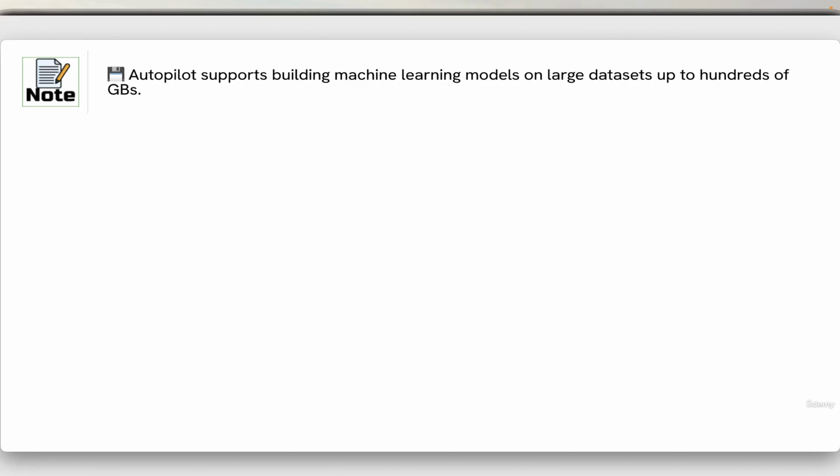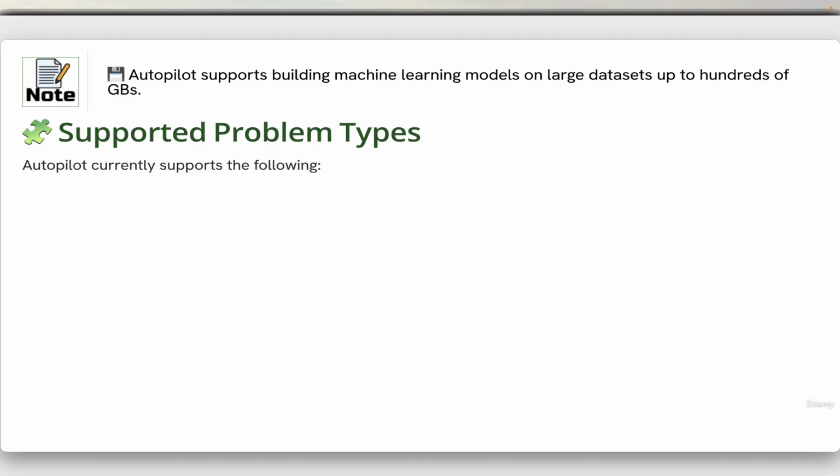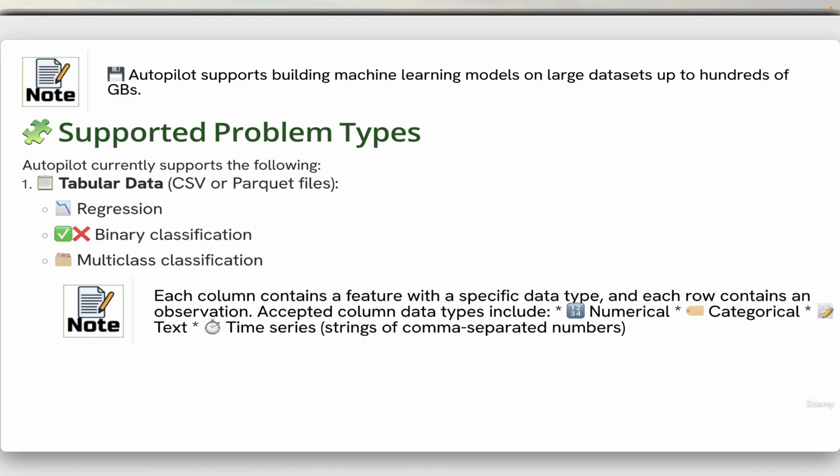Note: Autopilot supports building machine learning models on large datasets up to hundreds of GBs. And some supported problem types are, so tabular data, you have CSV or Parquet files, and the problem types can be regression, binary classification, multi-class classification. Each column contains a feature with a specific data type, and each row contains an observation.